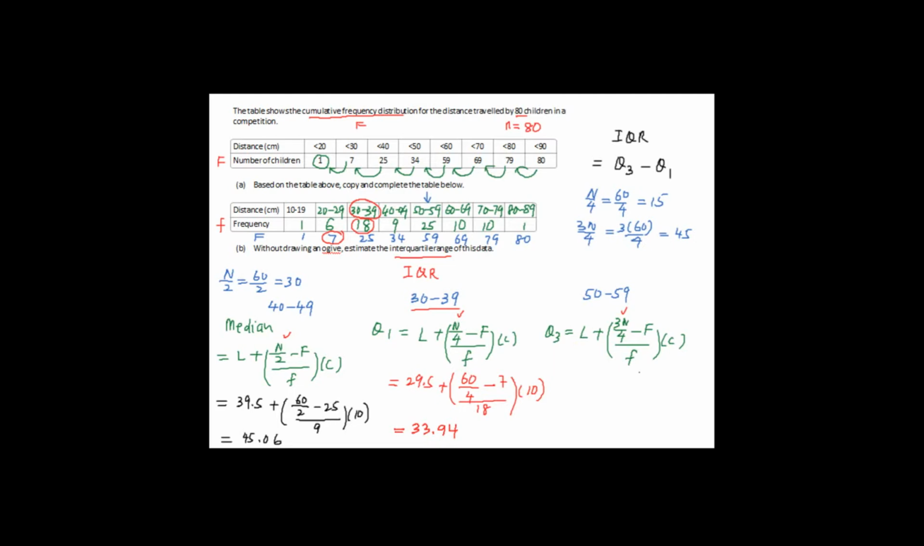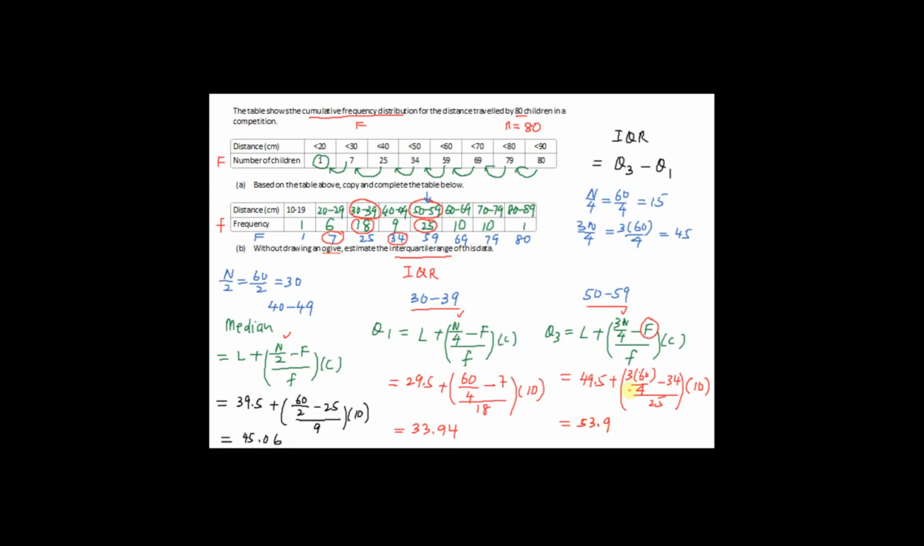Using the same concept, we can find Q3. L is the lower boundary for this class, which is 49.5, plus 3 times N, which is 60, divided by 4, minus the cumulative frequency before this class. This is where Q3 is located. The cumulative frequency before should be 34, divided by the frequency for this class, which is 25, multiplied by your class size, which is again 10.